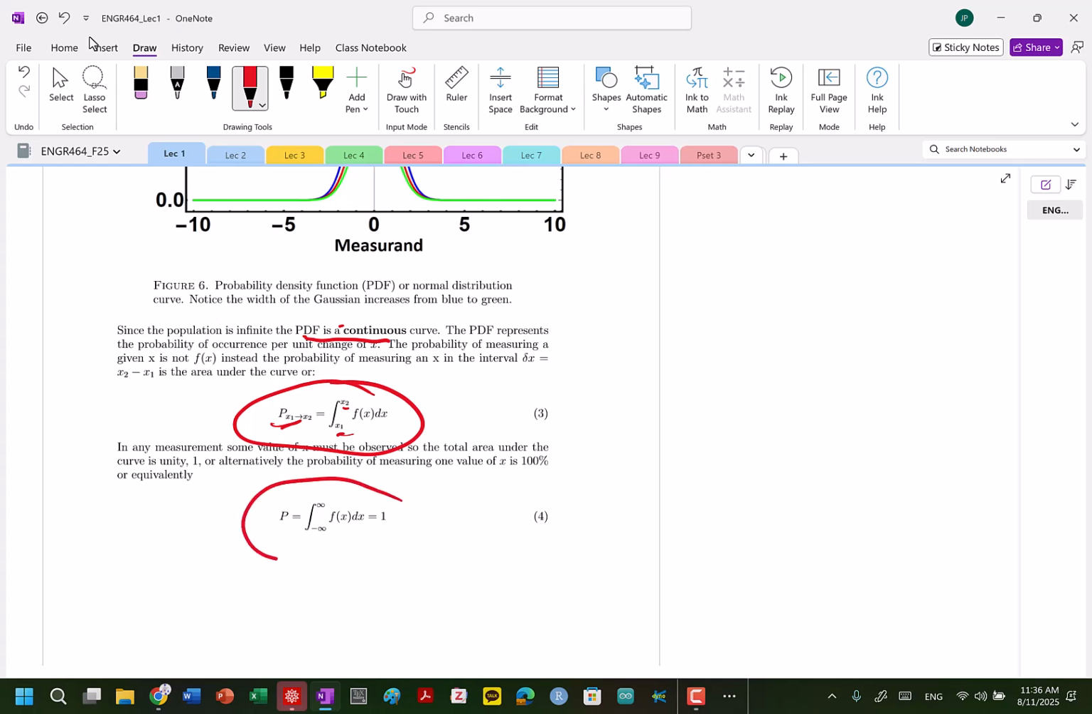Now, if we integrate this curve from minus infinity to infinity, it's basically saying what's the probability that I measure, for example, a length that's between minus infinity and infinity. That probability should be 100%. And we see with the Gaussian function, it is indeed.